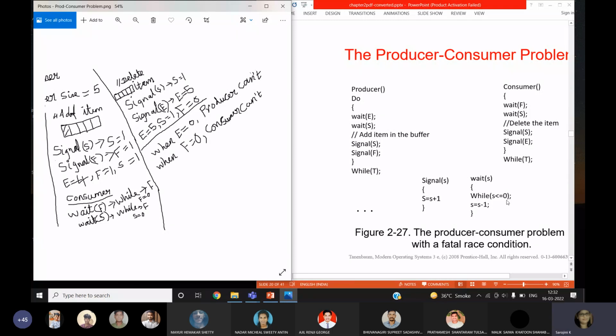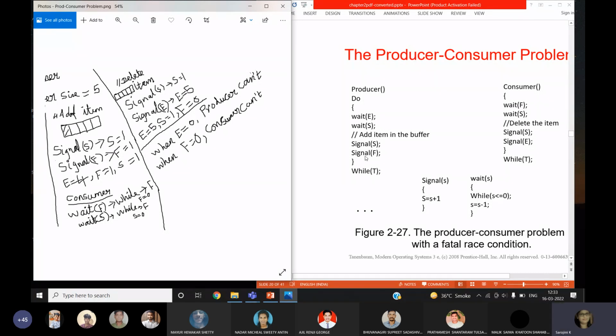When can this consumer consume the item? The consumer has now come and is currently in busy wait. Assume that the producer went inside and produced a single item, no? After producing, he has to execute signal of S. Currently S is equal to 0, as the producer made S equal to 0. So signal is executed and S will simply be incremented by 1. Now S is equal to 1.